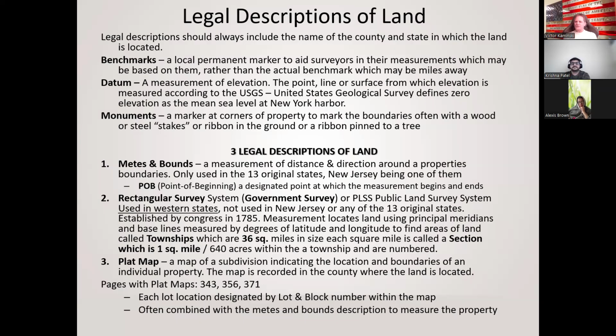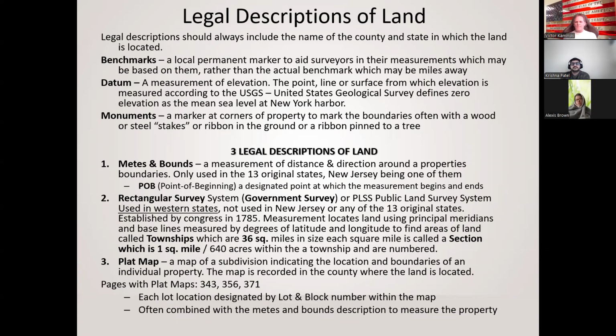Now, when they say township, they're talking about a unit of measure. They're not talking about Woodbridge Township, Edison Township. Those are municipalities. A type of municipality called a township is different than when a surveyor talks about a township, which they're referring to as a unit of measure. One thing has nothing to do with the other.